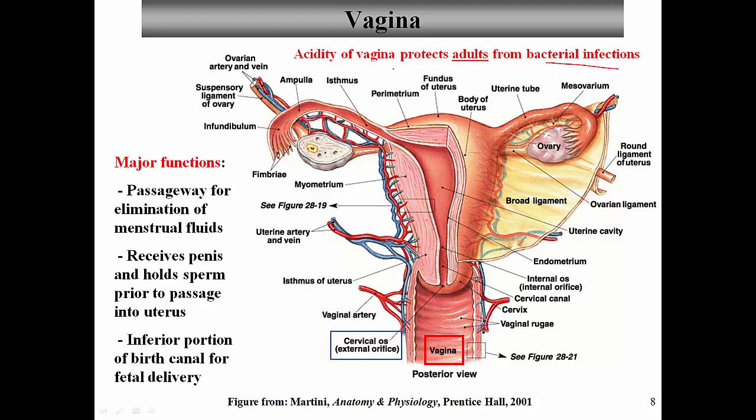This is not so, though, in prepubescent girls. In prepubescent girls, the cellular nature of the cells that line the mucosa of the vagina is different. They don't produce the glycogen, and so there's really no bacterial action that creates the acidity, primarily from lactobacillus type bacteria. And this is not present in the prepubescent female.